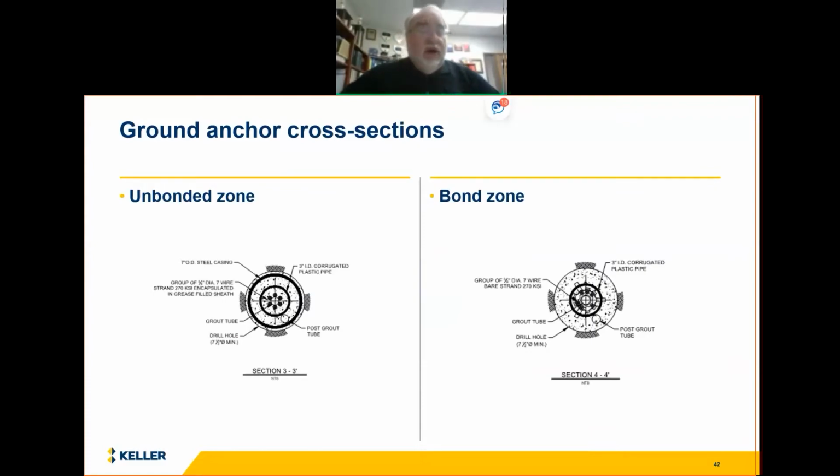So the cross sections of those anchors are different between the unbonded and the bonded zone, obviously. We have centralizers that are involved. There's the drill hole. The strands are greased and sheathed in the unbonded zone, as shown here. They're wrapped in grease and a plastic sheath, and they're bare steel in the lower zone, but it's all encapsulated for a permanent anchor in corrugated plastic tubing that provides corrosion protection.